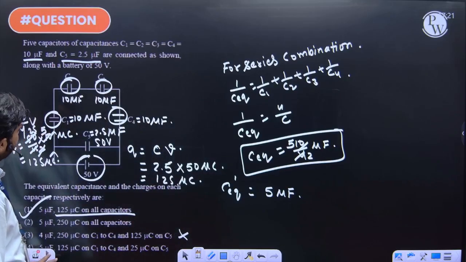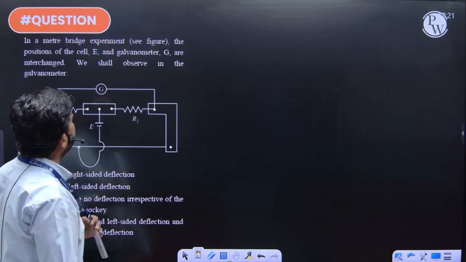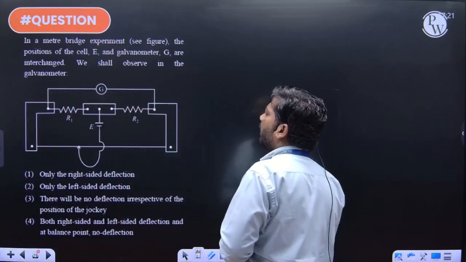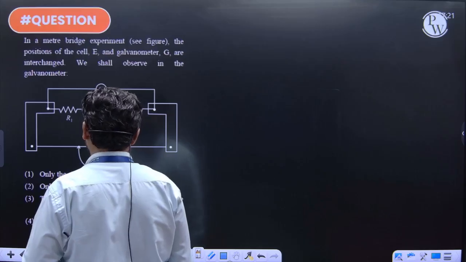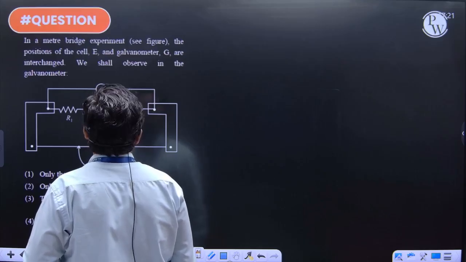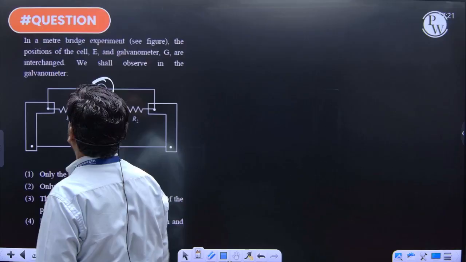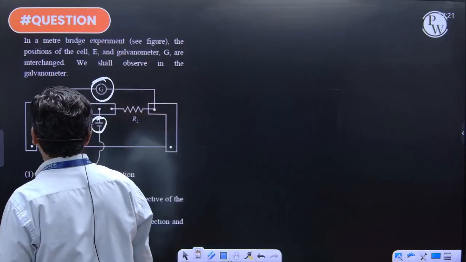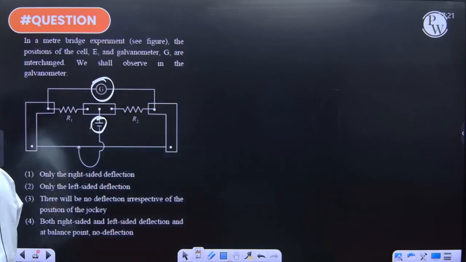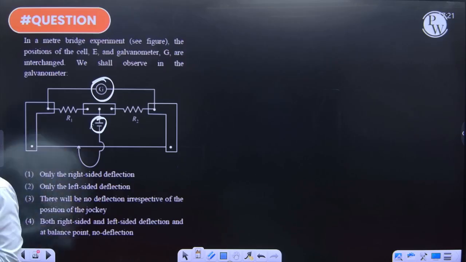Next, in a meter bridge experiment, the positions of the cell E and galvanometer G are interchanged, right? You are changing the position of this E and this galvanometer G. We shall observe in the galvanometer, just tell me the answer, what are we going to observe here?